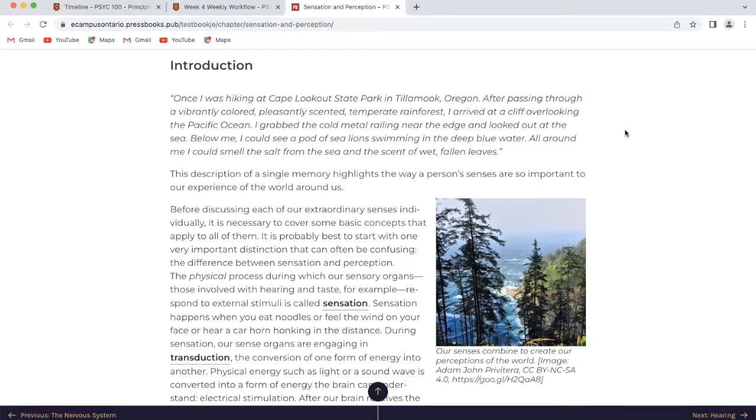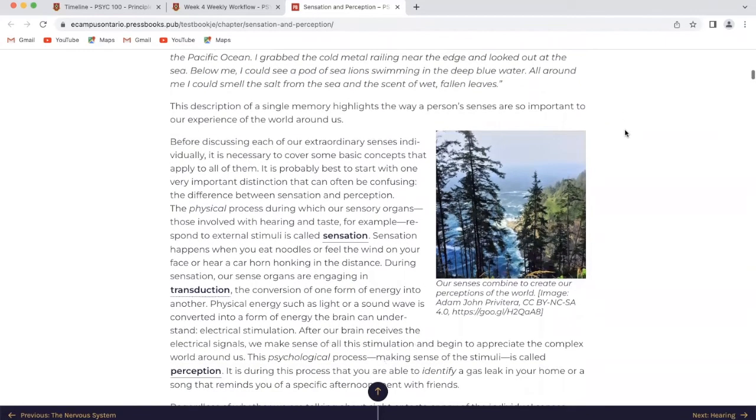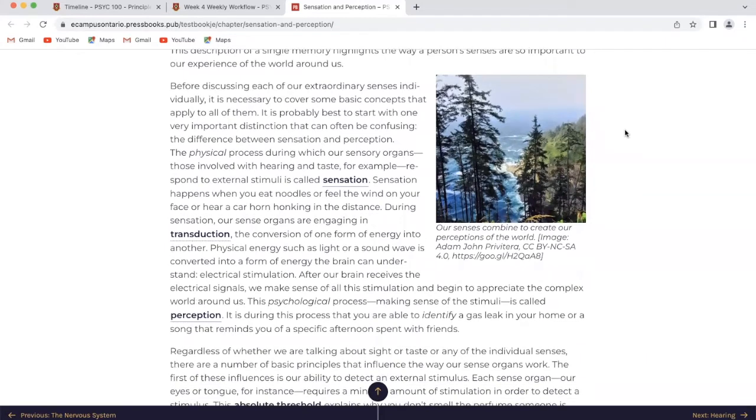This description of a single memory highlights the way a person's senses are so important to our experience of the world around us. Before discussing each of our extraordinary senses individually, it is necessary to cover some basic concepts that apply to all of them. It is probably best to start with one very important distinction that can often be confusing: the difference between sensation and perception.